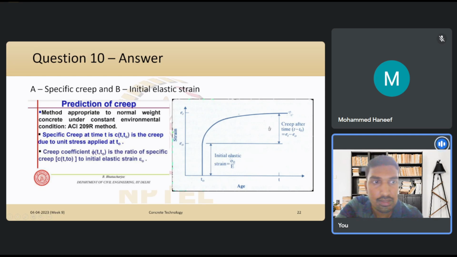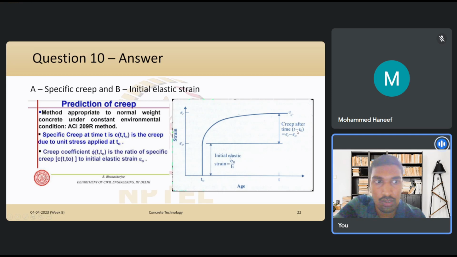After some particular time t, whatever is the creep that you have, that is the total strain minus the initial elastic strain, so that will be your creep after some time t. So this is epsilon t minus epsilon 0. Epsilon t is this, epsilon 0 is here, so this difference will give you the creep, and the ratio of this creep to this initial portion, the initial elastic strain, is given as the creep coefficient, right?